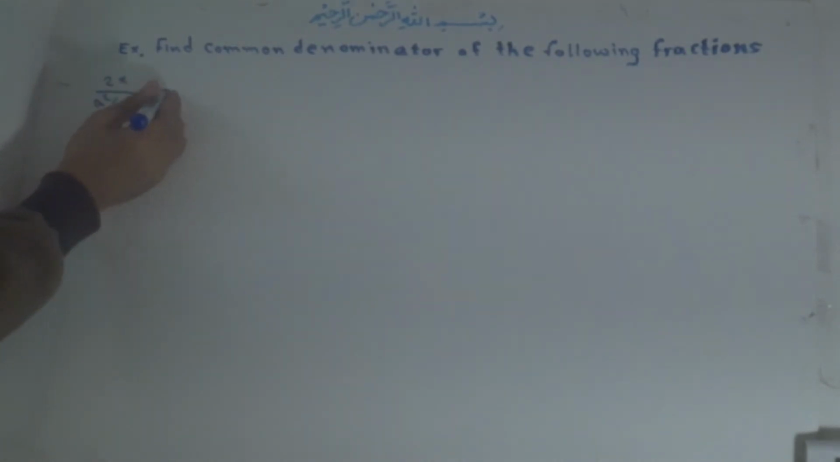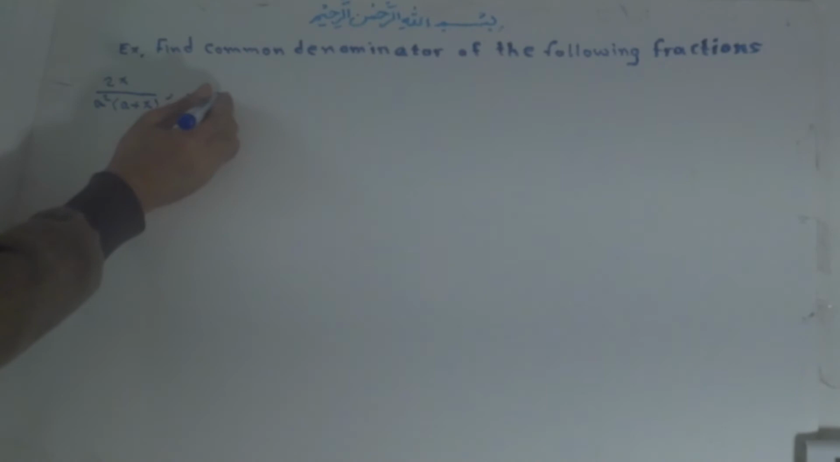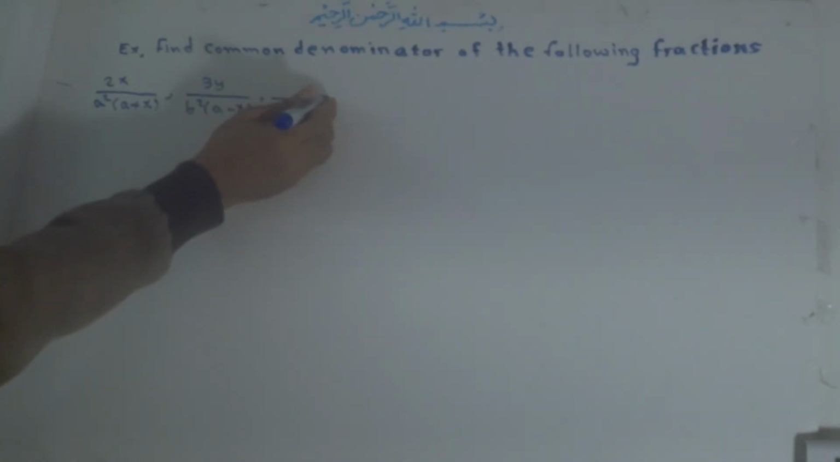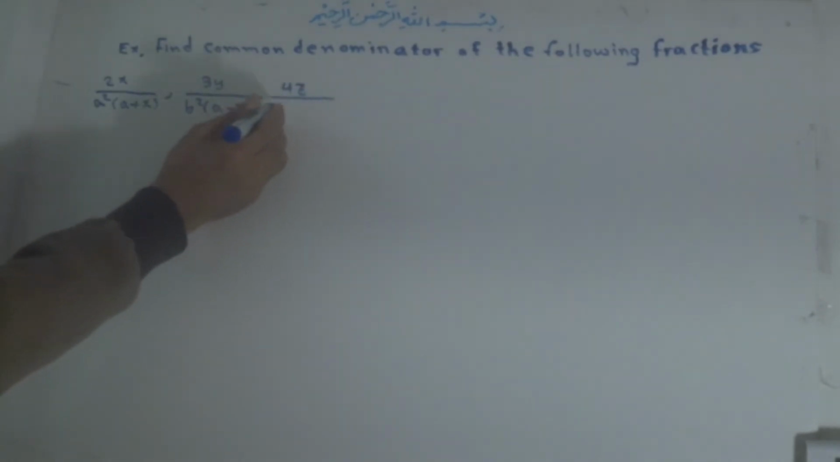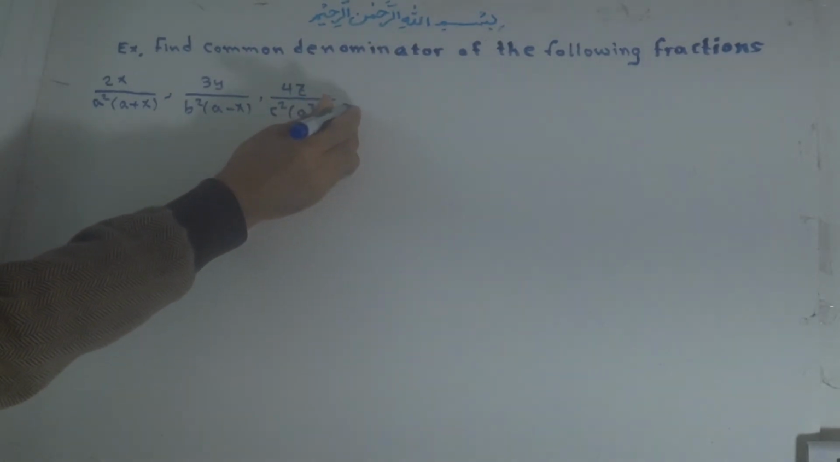The second fraction is 3y over b to the power of 2 times a minus x, and the third fraction is 4z over c to the power of 2 times a to the power of 2 minus x to the power of 2.